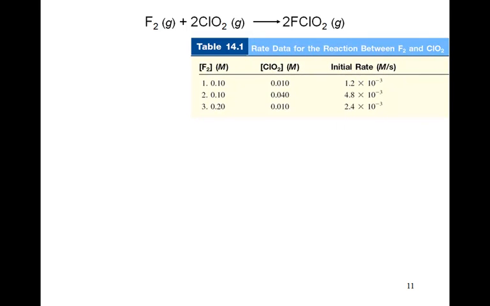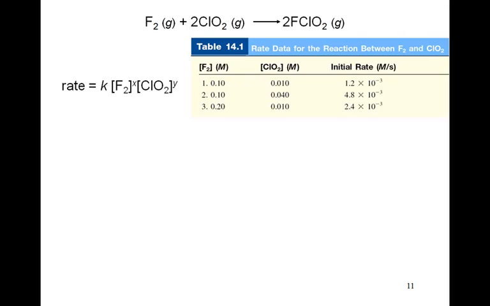Let's do an example in which we're going to find the values of x and y for a particular reaction. Those values can only be determined experimentally. So we write the rate law as: the rate of this reaction is equal to the rate law constant k times the concentration of F2 raised to the x power times the concentration of ClO2 raised to the y power.